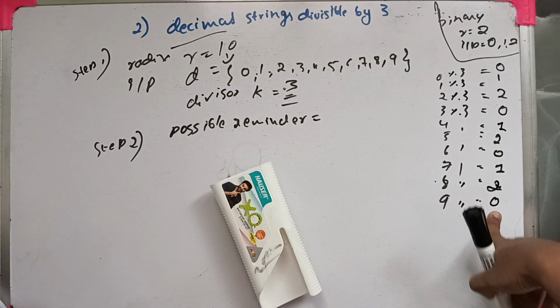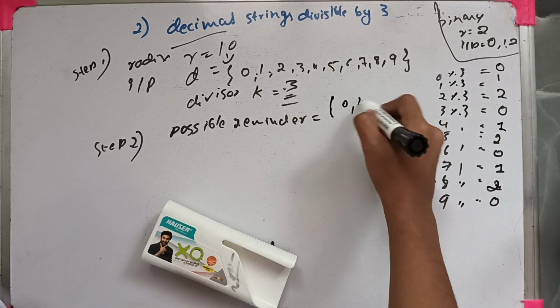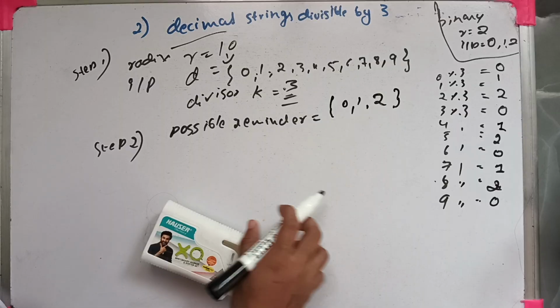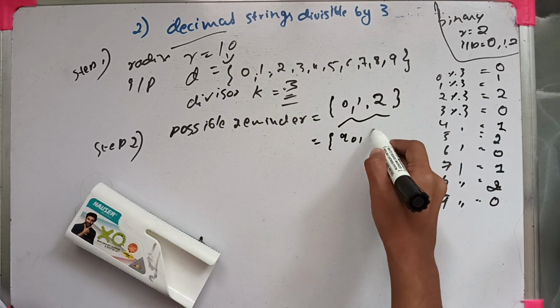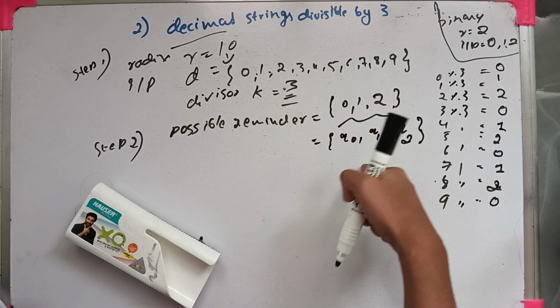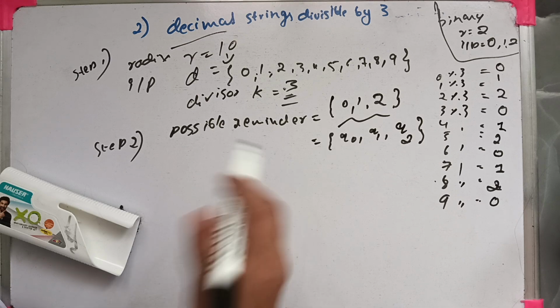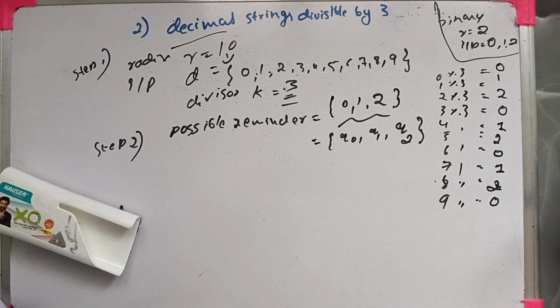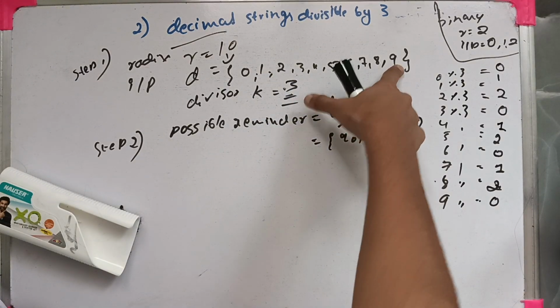Okay, next, what are the possible remainders here? That is nothing but 0, 1, 2. Next we need to represent the states, that is q0, q1 and q2. There are 3 states. Next, for the 3 states we need to mention the input alphabet.